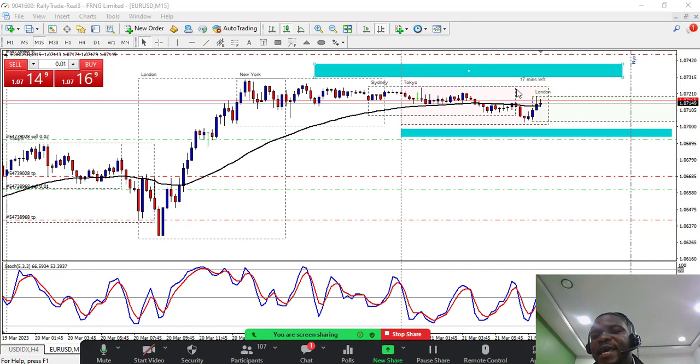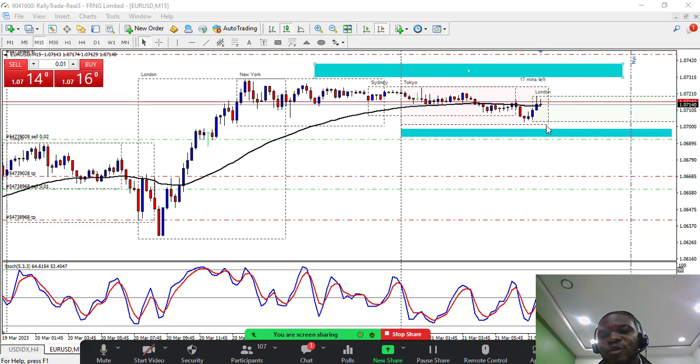Okay. So in the market, I'm optimistic that it will go down for today, right? So if it goes down below this level, you want to sell. All right, let's look at GBP USD.